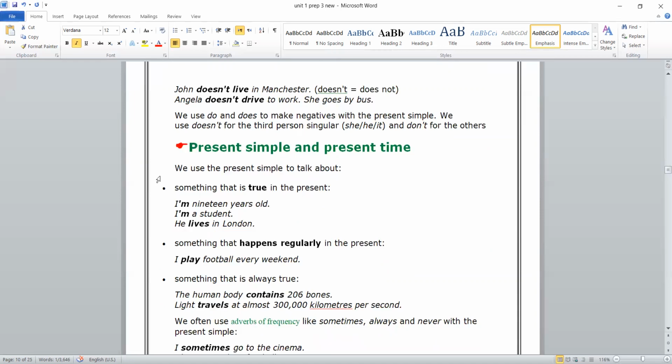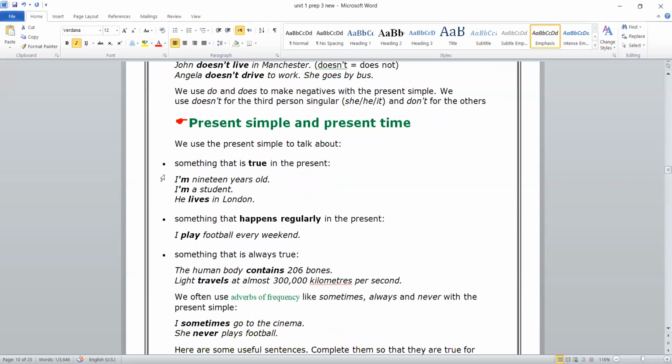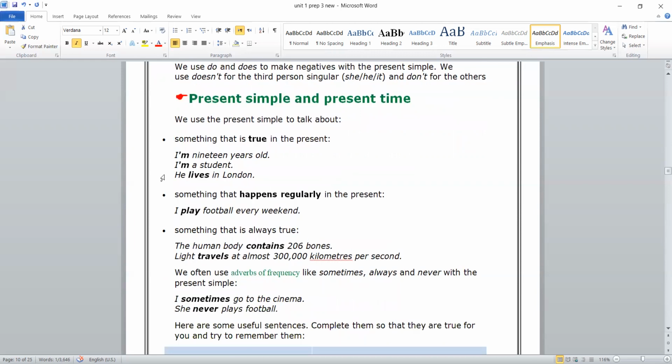Now we will discuss another item concerning the present simple. That is present simple and present time. We use the present simple to talk about something that is true in the present. That is the use of the present simple. Why do we use the present simple?